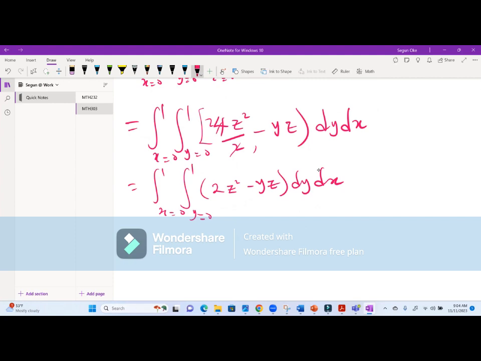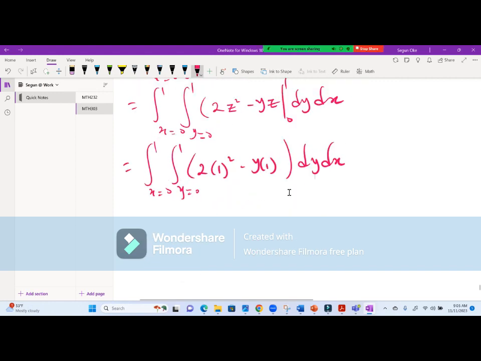So don't forget the limits here. The limit is 0 to 1 because of z. If z is 0 to 1, what do we have? y equals 0 to 1. Substitute 1 where you have z. Upper limit minus lower limit, you have 2 of 1 squared minus y of 1. Everything will be what? We still have the x. So this will give us what?